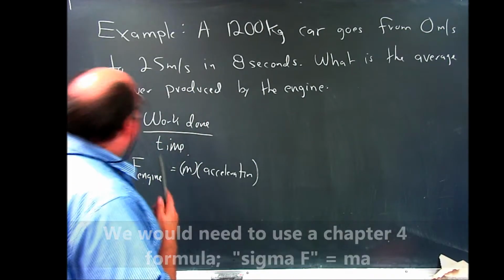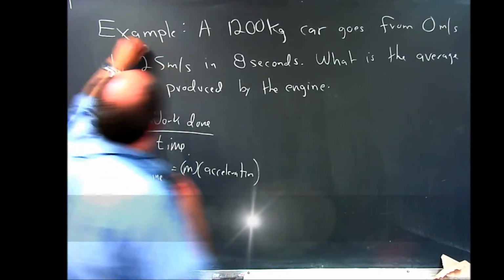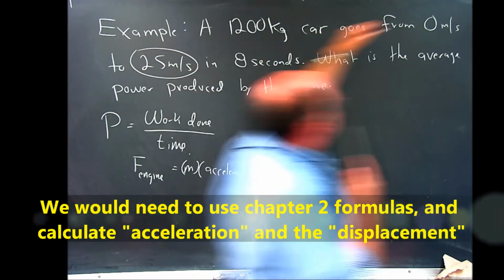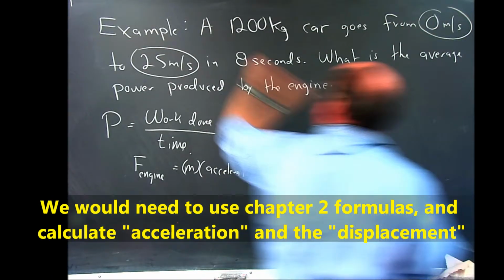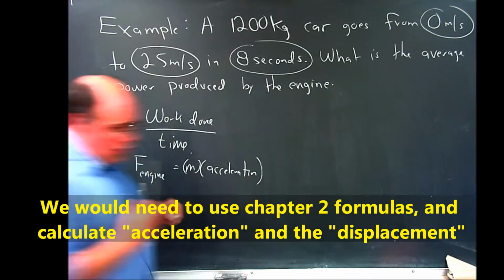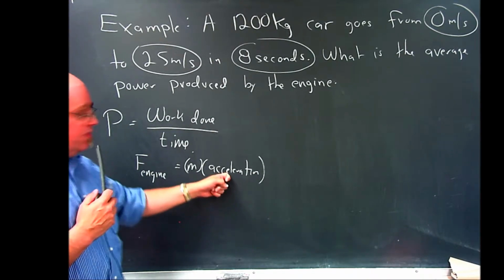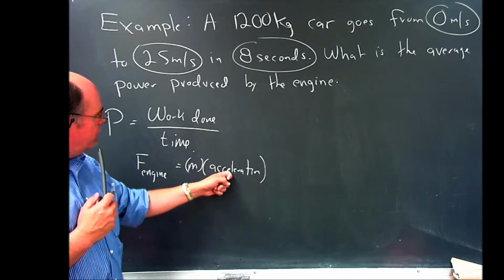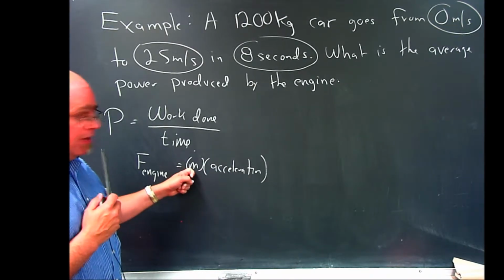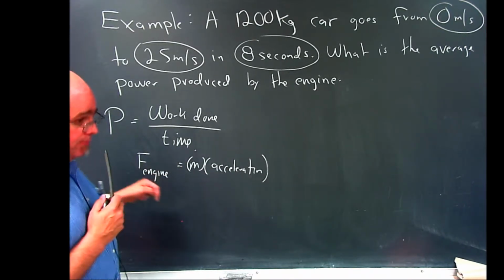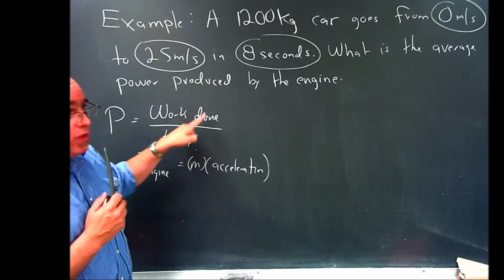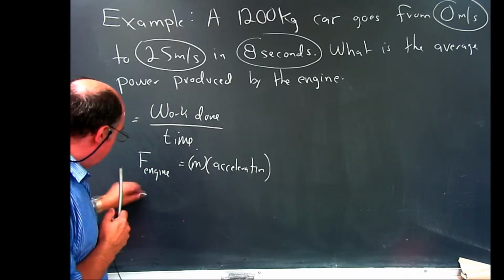Okay. So they gave us a final speed, and they gave us an initial speed, and they gave us a time. So using one of the formulas from the constant acceleration Chapter 2, you can find the acceleration. So once you find the acceleration, you'll need to multiply it by the mass, and you'll get the force of the engine. And remember, I just said work equals a force times a distance, so we'll need a distance.